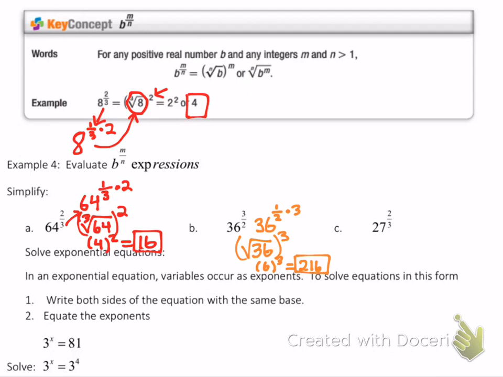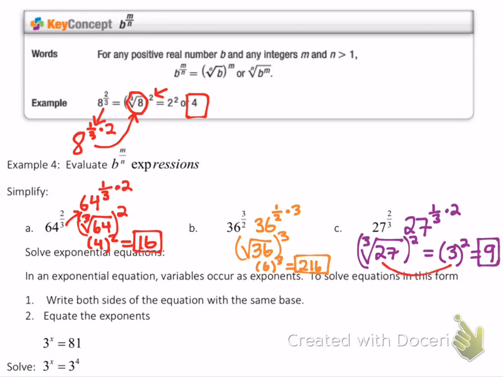If you are bold enough, why don't you try letter C on your own? If you got an answer of 9, great. 27 raised to the 1/3 power is the cube root of 27. And then we're going to square that. The cube root of 27 is 3, and then 3 squared is 9. Okay, we will practice this much more tomorrow when you get back to class. Why don't you scroll down and let's finish up these notes.